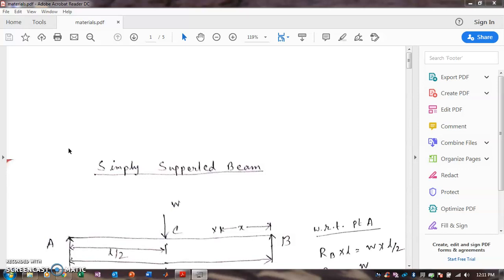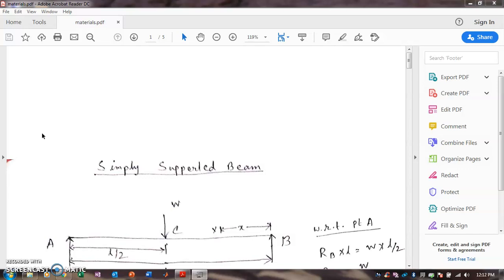before starting today's class, you all must make sure that you are very much familiar with the sign conventions, because today also it will be applicable in each and every step of this topic.